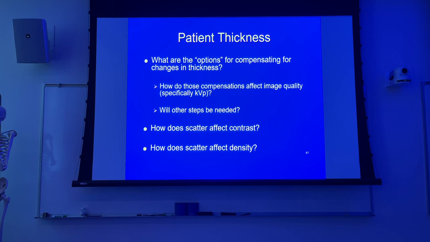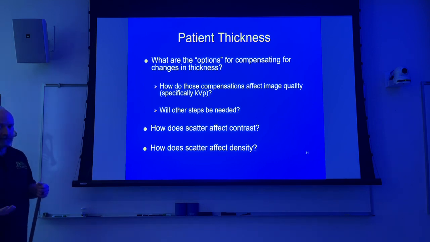So for patient thickness, the options for compensating for changes in patient thickness are that you can change your kVp or your mAs. With the change in kVp, you're going to create more scatter radiation. You've got to remember your rules for grid use. If you get above 70 kVp or above 5 centimeters, so shoulder size roughly, then you need to utilize a grid.